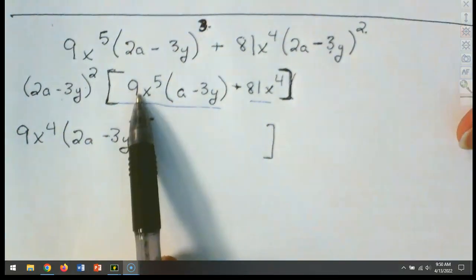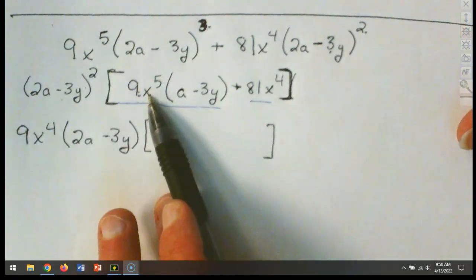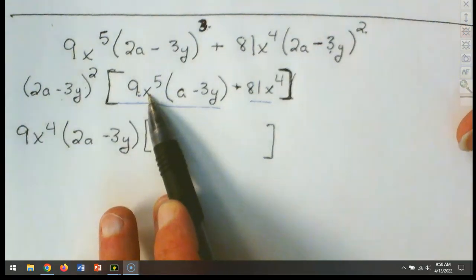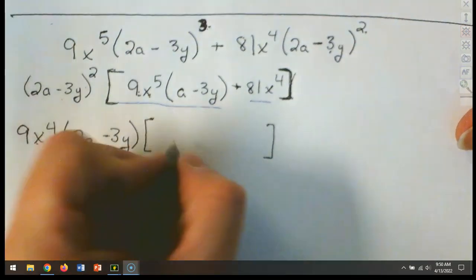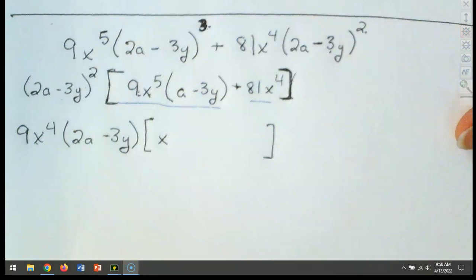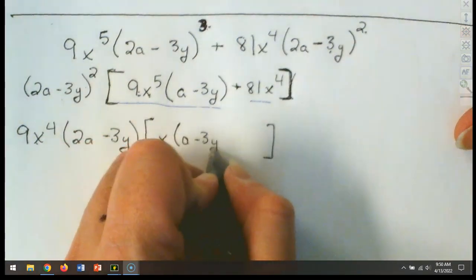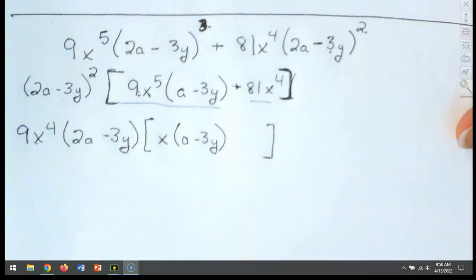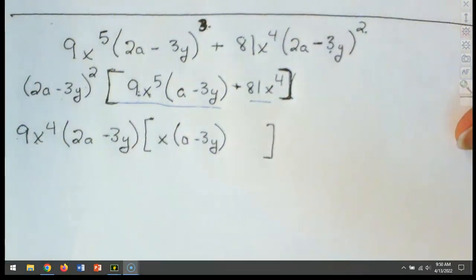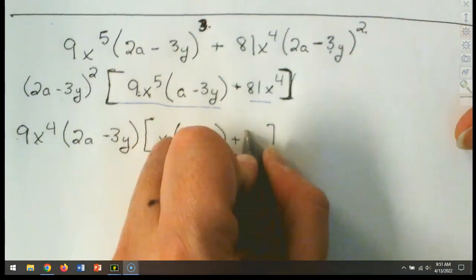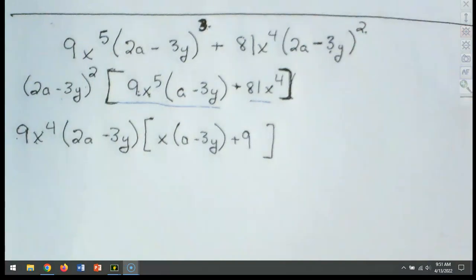So the 9 came out. So 9 divided by 9, that left you with a 1. We have an x to the fifth. How many are we taking out now? 4. So how many are left over? 1x. Okay, so that's just an x there. We still have the a minus 3y. And then our last piece, 81. 9 came out. So that leaves you with then a 9. X to the fourth and x to the fourth, they're gone.